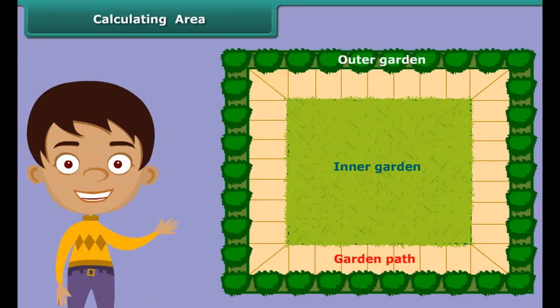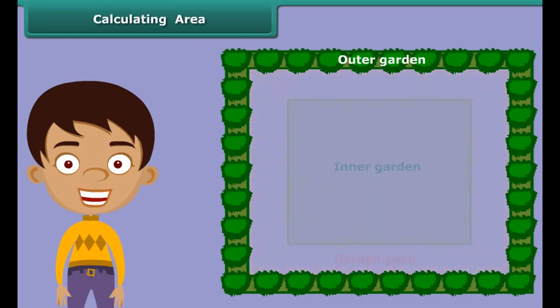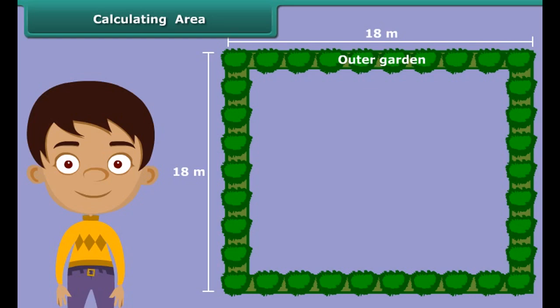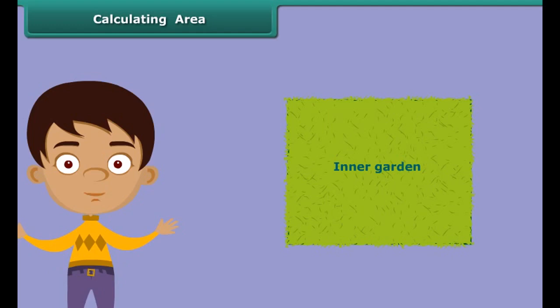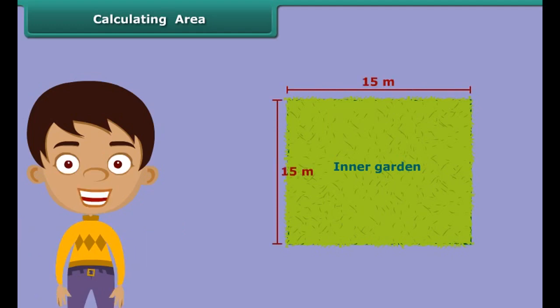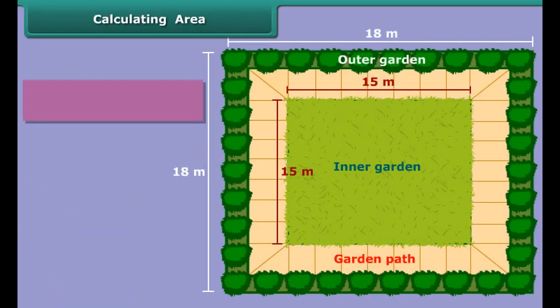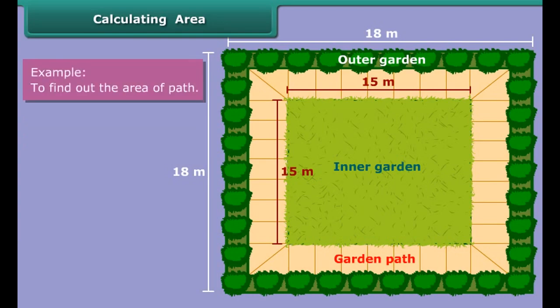Now let us advance a little further. Suppose there is a square garden of 18 meters. We want to make a provision for a path on all 4 sides. The inner garden, after the path is made, should be of 15 meters. We want to find the area of the path. To do so, calculate and deduct the area of the inner garden from the area of the outer garden.